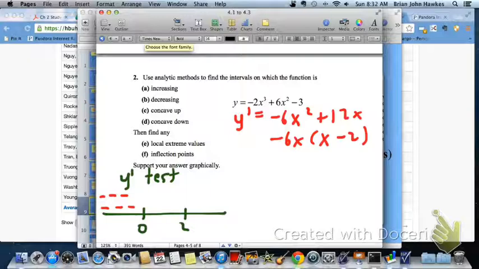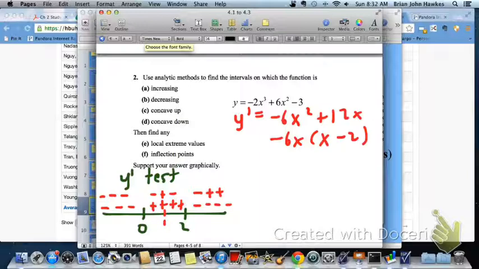Okay? Meanwhile, y prime on the interval from 0 to 2, we see we have negative 6 multiplied by x, which is, let's say, some test value of 1, which is positive. 1 minus 2 is going to be negative. So therefore, on the interval from 0 to 2, y prime is positive. Okay? Well, then on the interval from 2 to infinity, we can see we have a negative 6 times a positive times a positive. Therefore, on the interval from 2 to infinity, we've got y prime being negative. Okay? So from that information, we can go ahead and answer the questions here, back up here at the top.